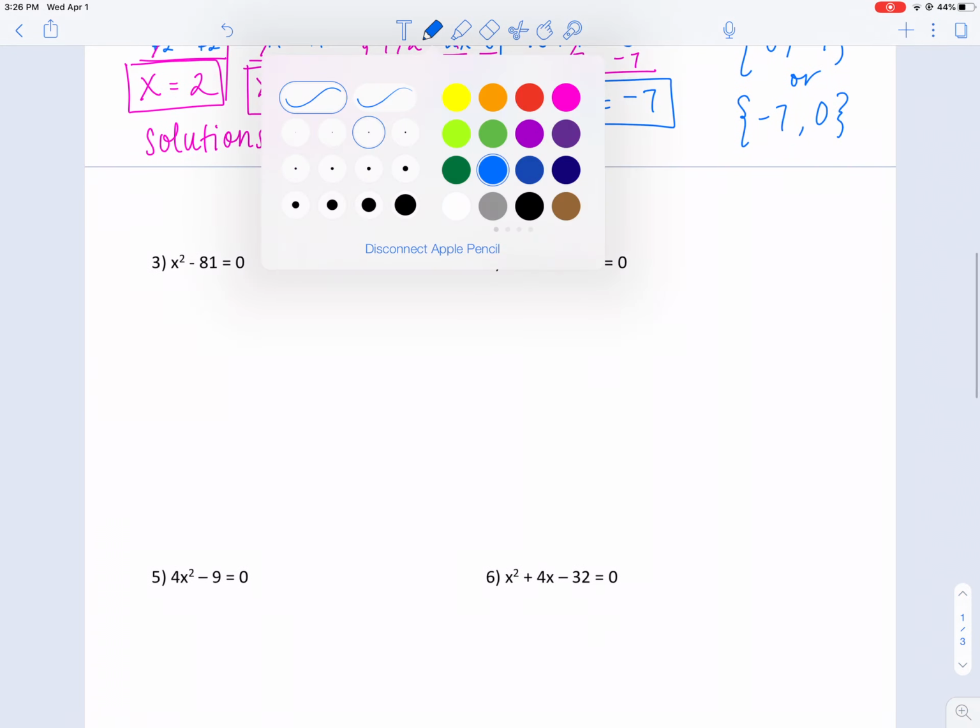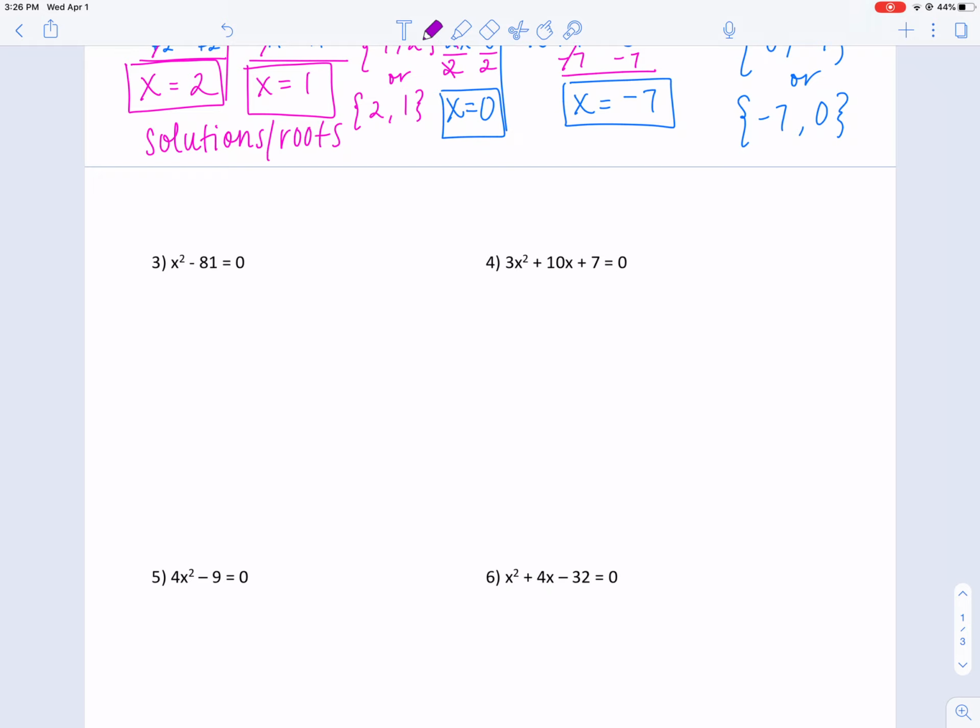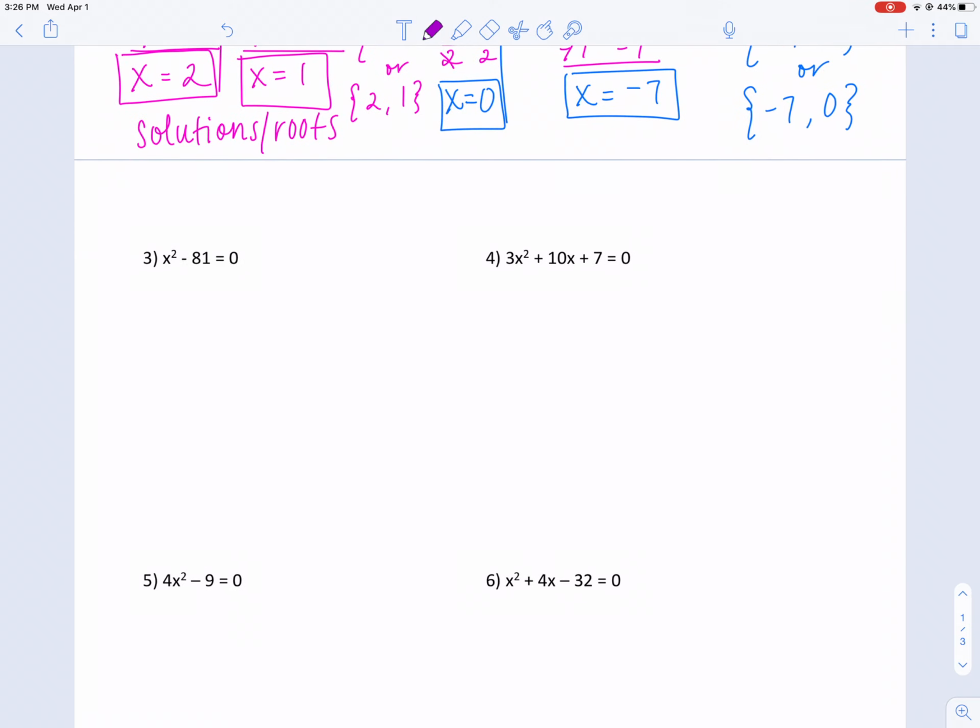Okay, let's try another. Tell me about x squared minus 81. There's no GCF. They don't both have an x in common. Is it the difference, okay, there's a minus, of 2 perfect squares? Is x squared a perfect square? Yes. Is 81 a perfect square? Yes. This is the difference of 2 squares.